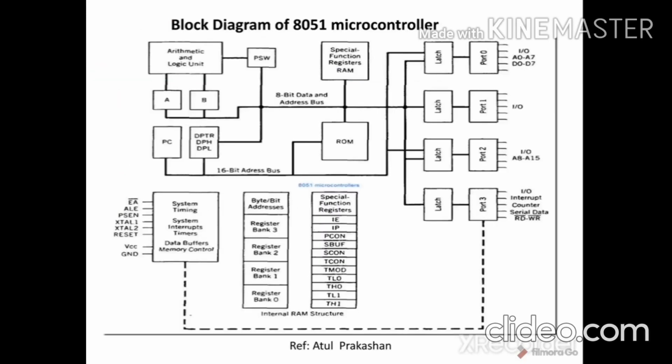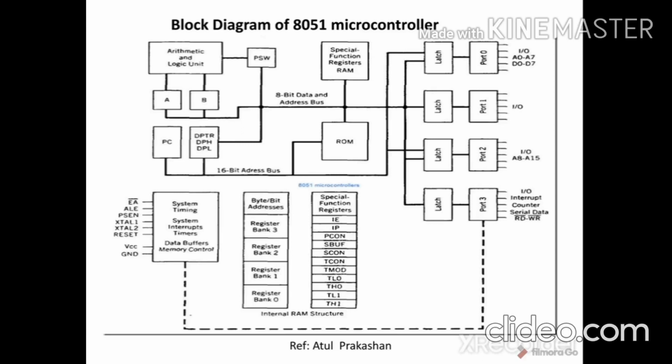Then the block diagram of the microcontroller. In the block diagram, the first part is ALU, that means arithmetic and logical unit. In this part, it also contains 8-bit registers A and B. These two registers A and B are 8-bit registers. Then program counter and DPTR are 16-bit registers. It also contains PSW, that means this part. Then RAM and ROM part, internal RAM and ROM.